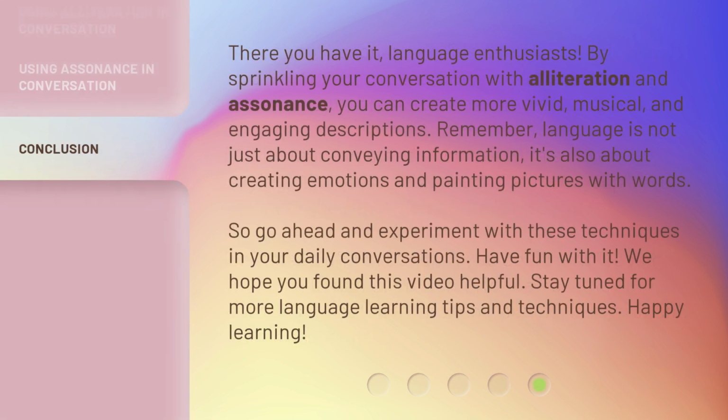There you have it, language enthusiasts. By sprinkling your conversation with alliteration and assonance, you can create more vivid, musical, and engaging descriptions. Remember, language is not just about conveying information, it's also about creating emotions and painting pictures with words. So go ahead and experiment with these techniques in your daily conversations.